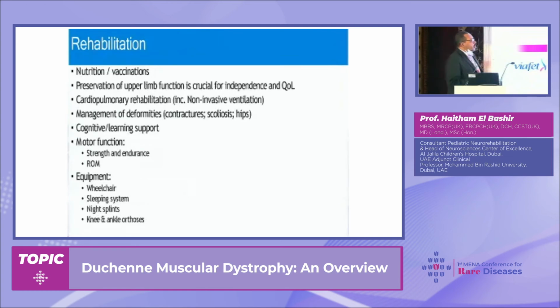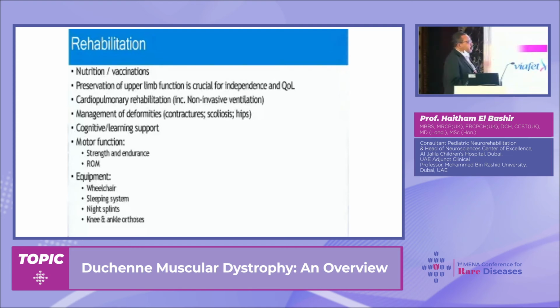So in rehabilitation, as I said, usually these children become weaker in their lower limbs more than their upper limbs. So preservation of their upper limb function is crucial for independence and for quality of life. It will be much better if they can wheel their own wheelchairs rather than somebody doing it for them.